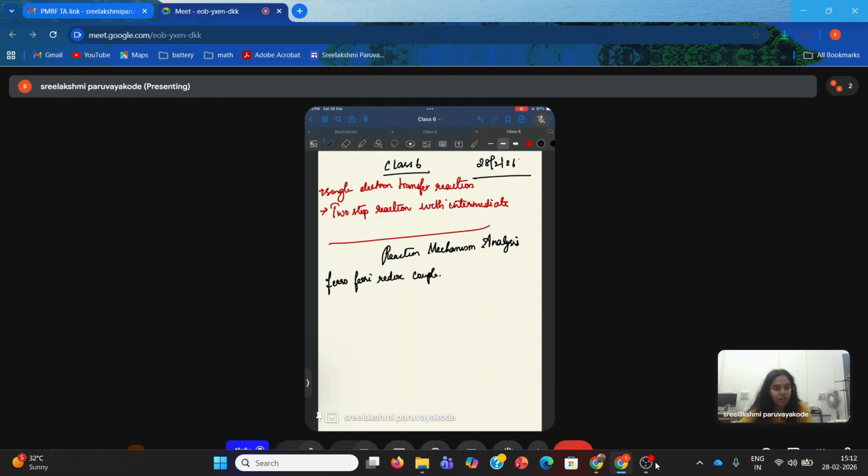So this is the single electron transfer reaction that you're going to see. The ferro-ferric redox couple reaction is: you have ferri becoming ferro. It's a reversible reaction.